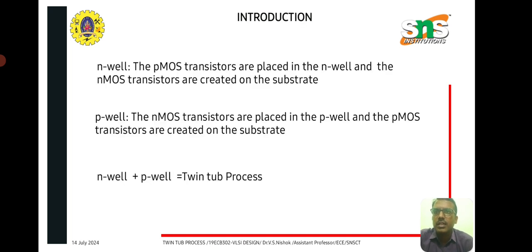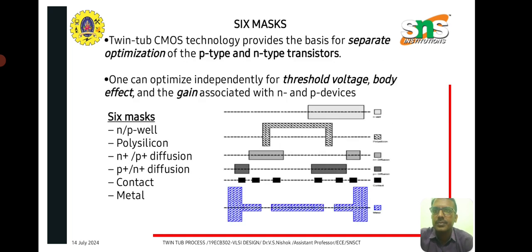Here N-well represents the PMOS transistors that are placed in the N-well, and the NMOS transistors are created on the substrate. Similarly, in the P-well, the NMOS transistors are placed in the P-well and the PMOS transistors are created on the substrate. So the combination of both N-well and P-well results in the twin tub process. Here the 6 masks that are used for the twin tub process are listed.